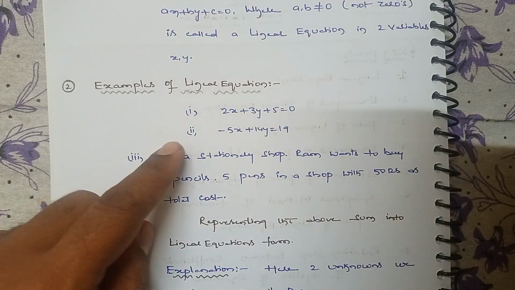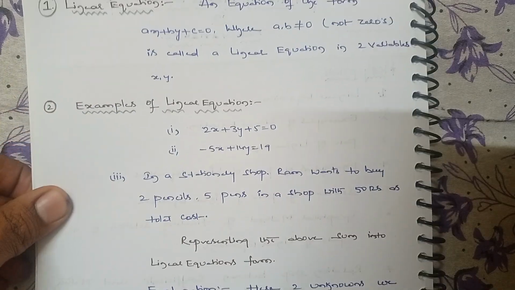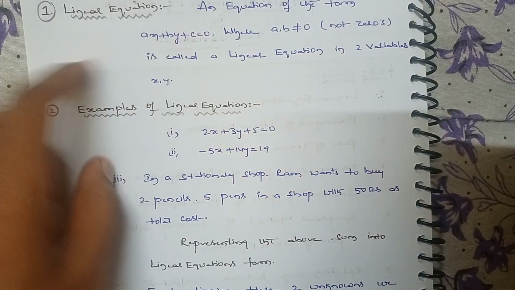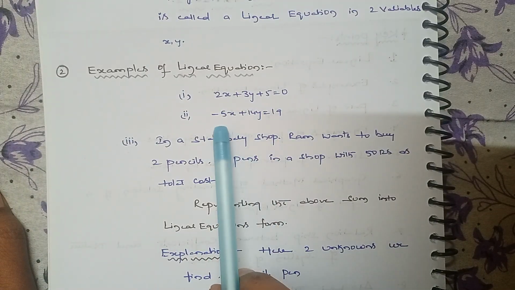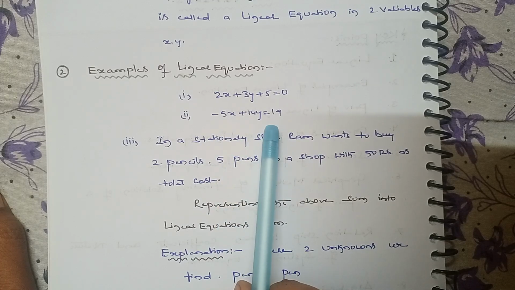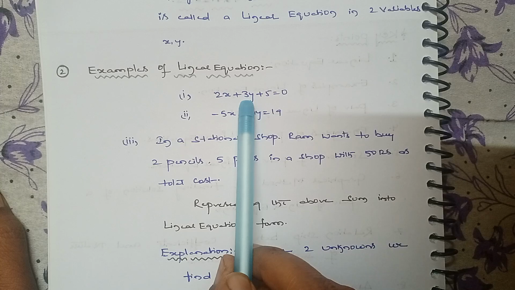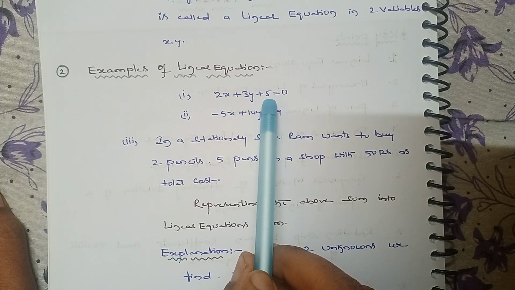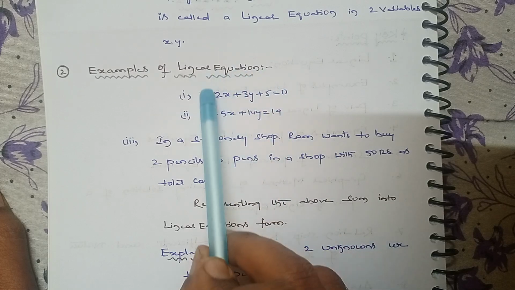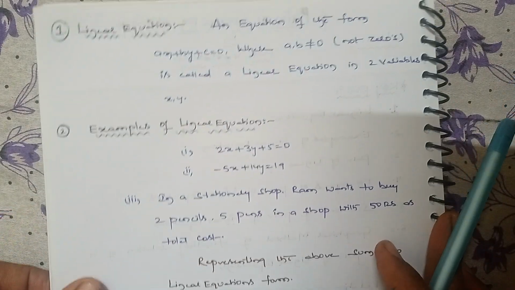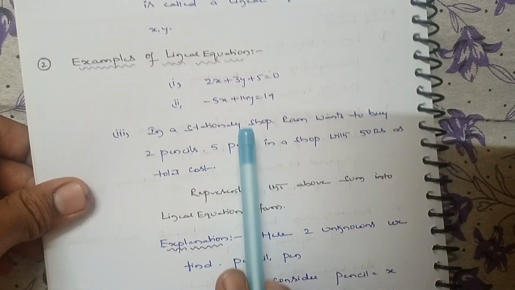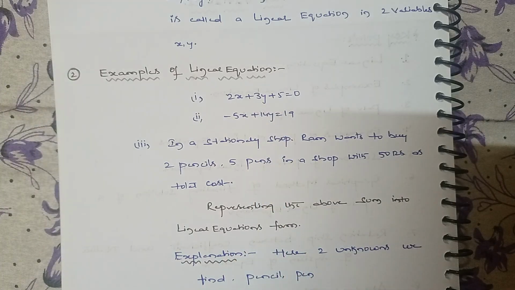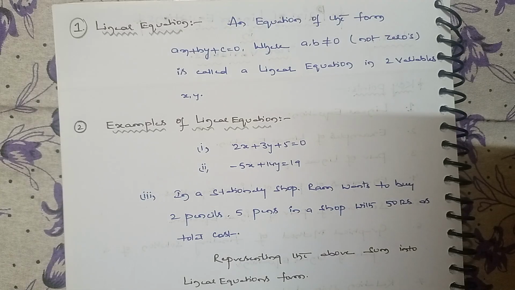Now next one, what are the examples? Examples of linear equations. See, how can we represent an equation of this form ax plus by plus c equal to 0? I took an example guys, 2x plus 3y plus 5 equal to 0, minus 5x plus 14y equal to 19. So here x coefficient is 2, y coefficient is 3, and constant that is c, that is 5. So I have represented in the form of ax plus by plus c equal to 0. Okay, now if you represent any value in this form ax plus by plus c equal to 0, that becomes a linear equation in two variables.